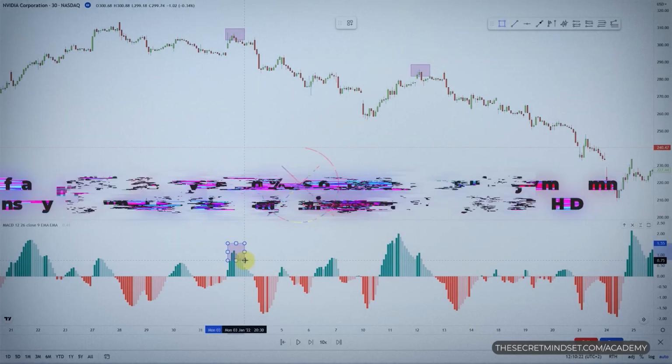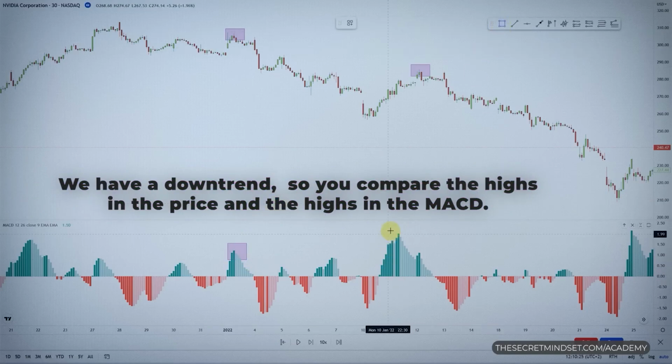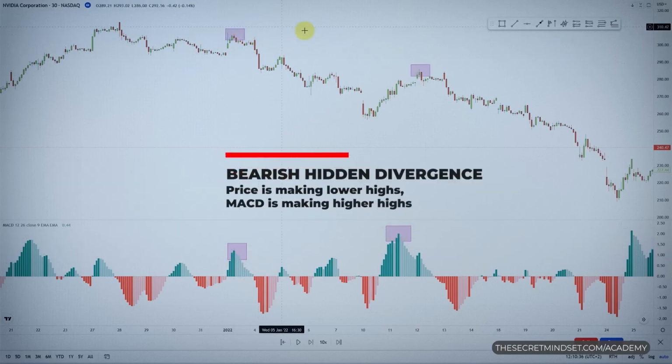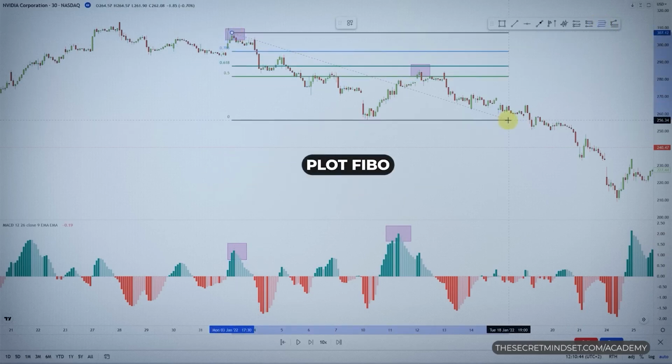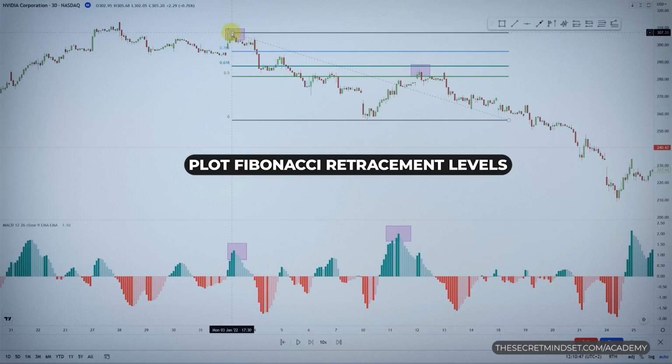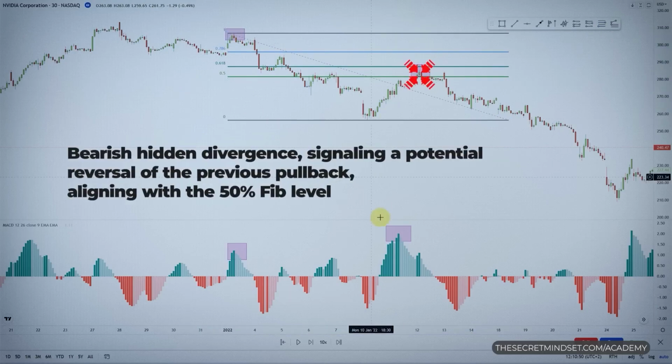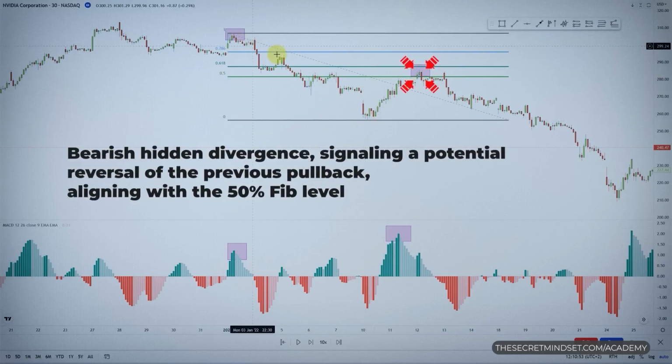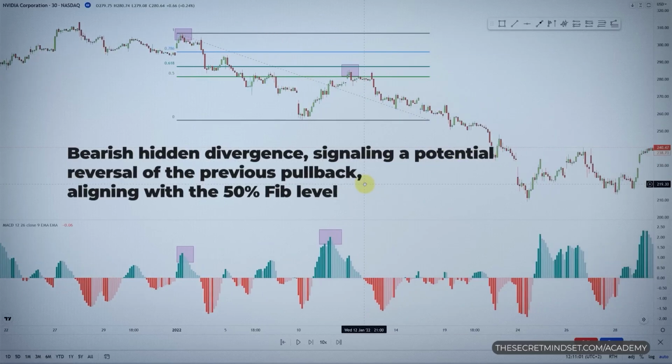Here's a short signal. First, you need to identify the downtrend on the chart. And as I said before, during a downtrend, you compare the highs in price and the highs in the MACD. Price is making lower highs, and the MACD is making higher highs. That's our first leading signal. You then plot the Fibonacci retracement levels. So we have a bearish hidden divergence, signaling a potential reversal of the previous pullback, aligning with the 50% Fib level, which shows the same thing.